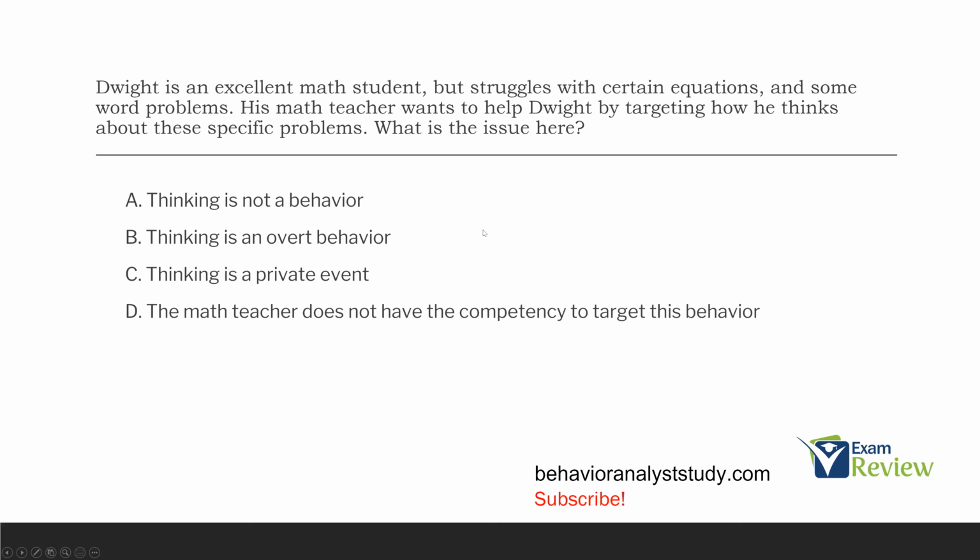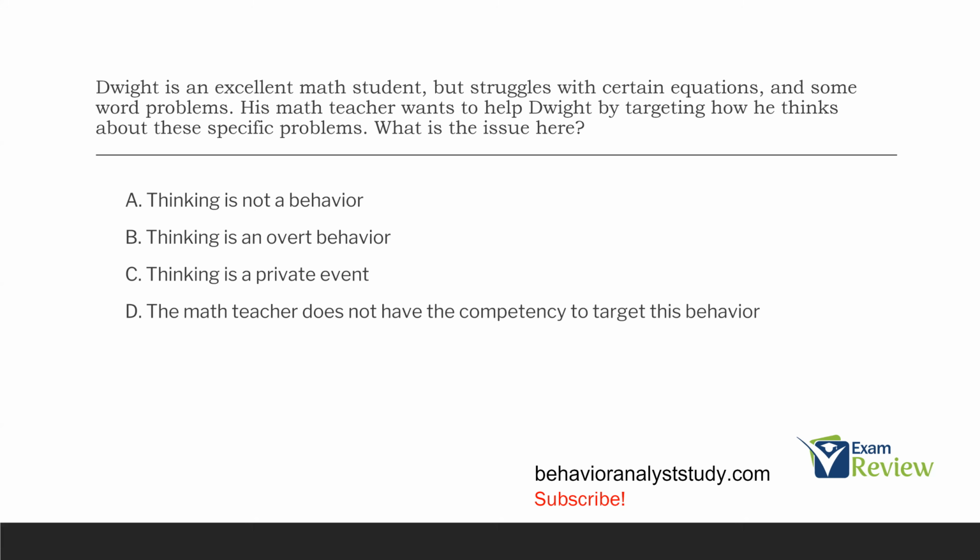A, thinking is not a behavior. Well, thinking is absolutely a behavior, all right? It's just a private behavior. We can't observe it, making it very difficult to measure. B, thinking is an overt behavior. Overt is synonymous with public. Covert is synonymous with private. Thinking is a covert behavior.